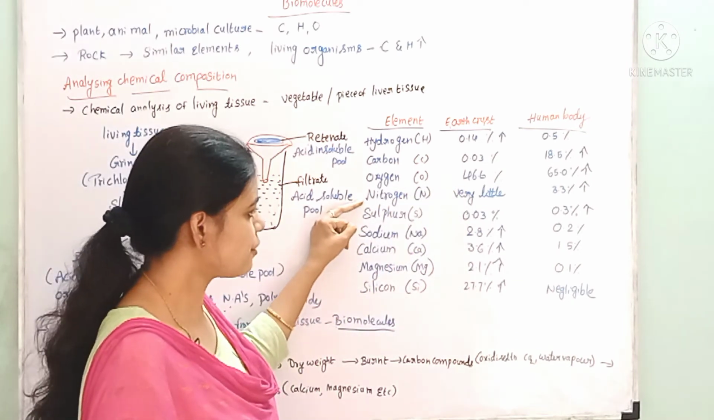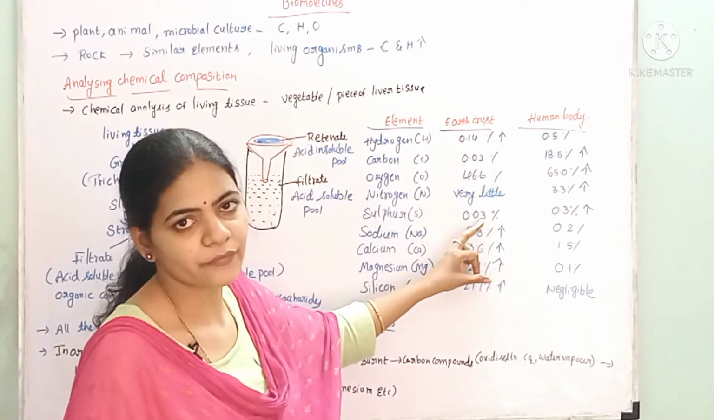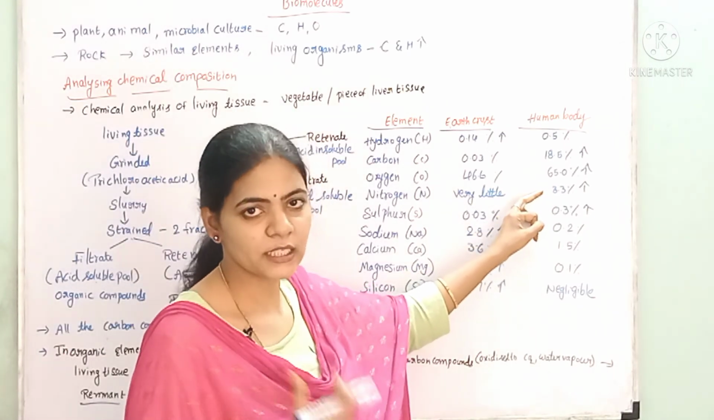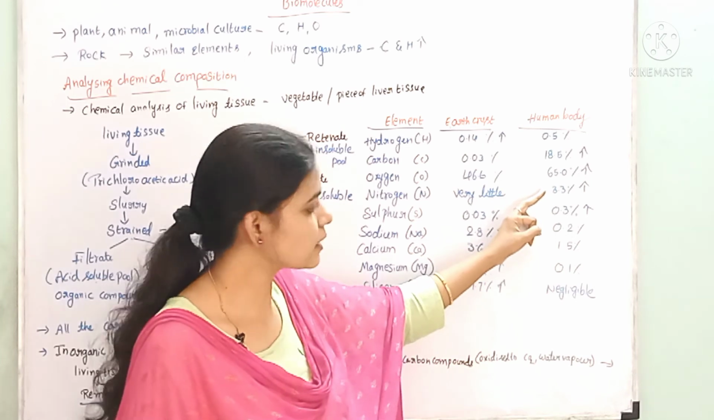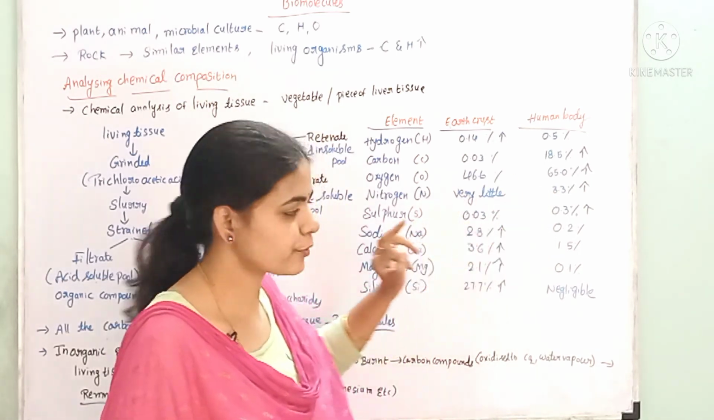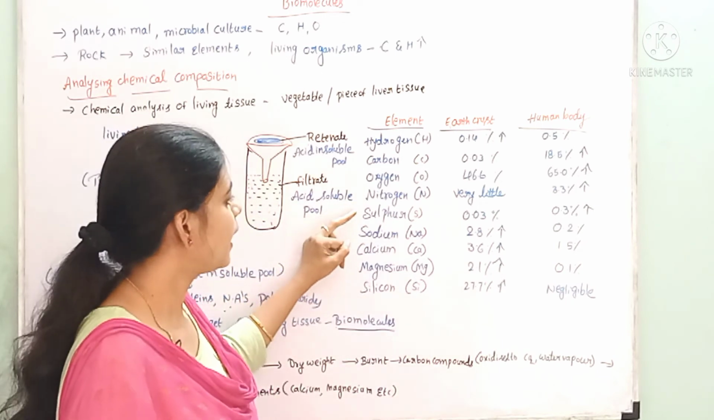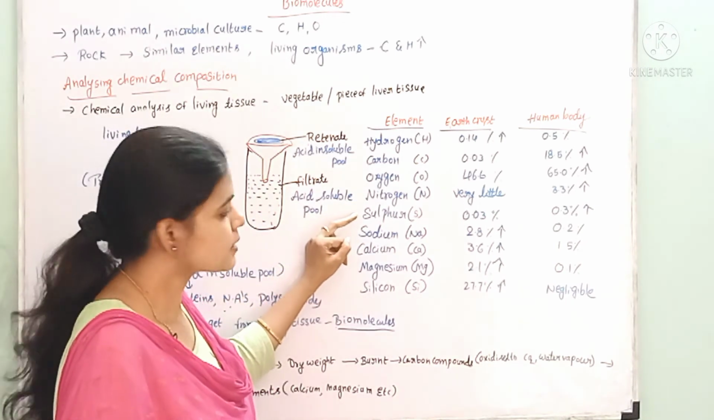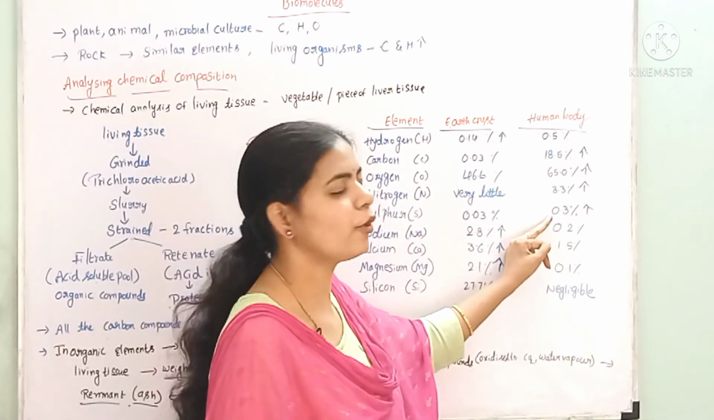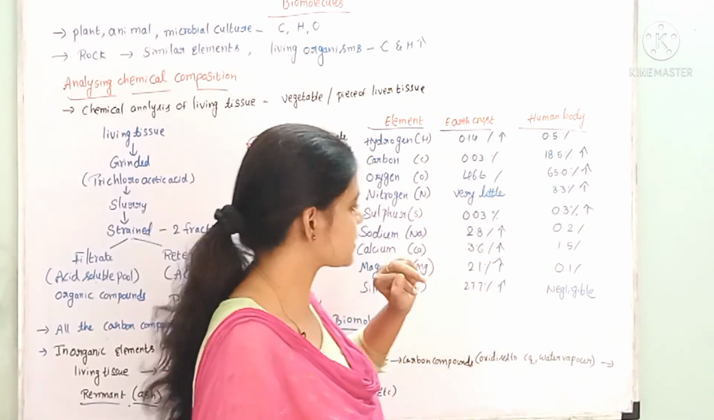And if we take nitrogen, very little nitrogen is present in the earth crust, whereas in the human body, our body is made up of so many proteins, right? That means it consists of more nitrogen, that is 3.3% of protein nitrogen is present. And sulfur is 0.03% in the earth crust, whereas in the human body it is more, that is 0.3%.